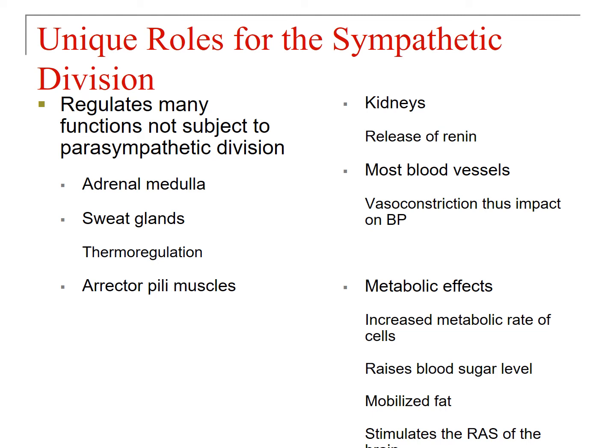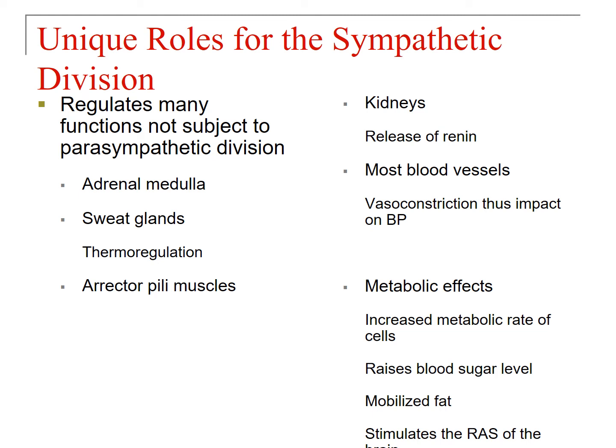So you can get increased metabolic rate of cells from the sympathetic nervous system, but you don't get a corresponding decrease from parasympathetic. You can raise your blood sugar level with the sympathetic nervous system. You can't decrease it with the parasympathetic. You can mobilize fat with the sympathetic nervous system. You can't unmobilize it with the parasympathetic.